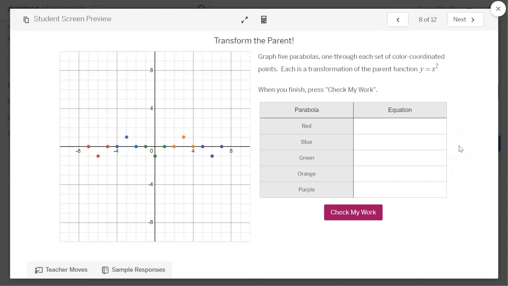All right, now we are really getting into some translations, but they're all kind of similar because they're all really close to the x-axis.